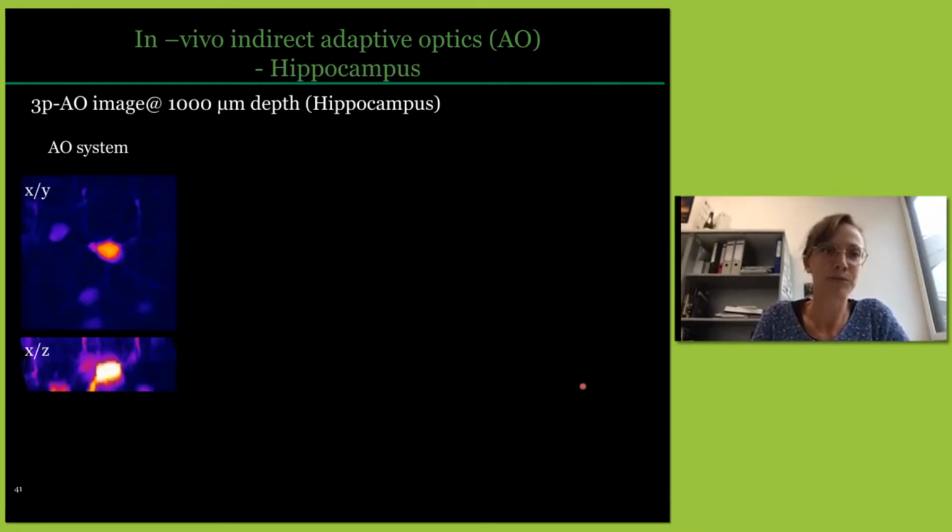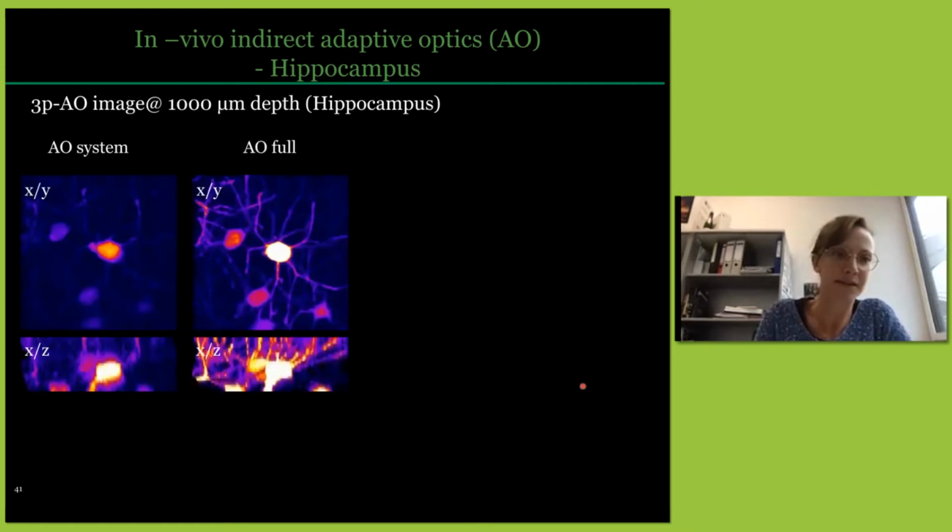But we can also perform aberration correction at over 1 millimeter depth in the hippocampus. And here you can see another example where you can also appreciate that with full aberration correction, we can really resolve all the fine details at dendritic branches, which were not visible before aberration correction.